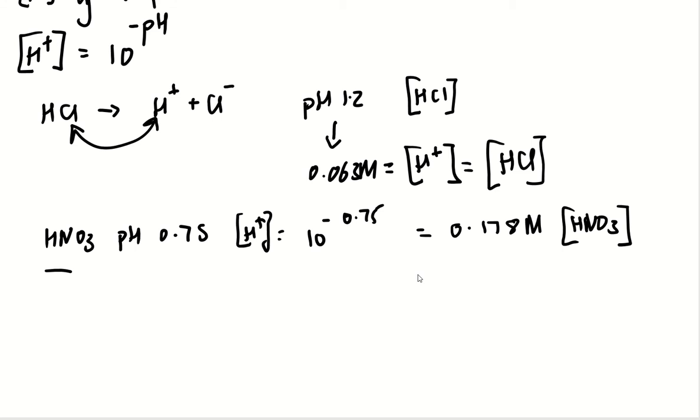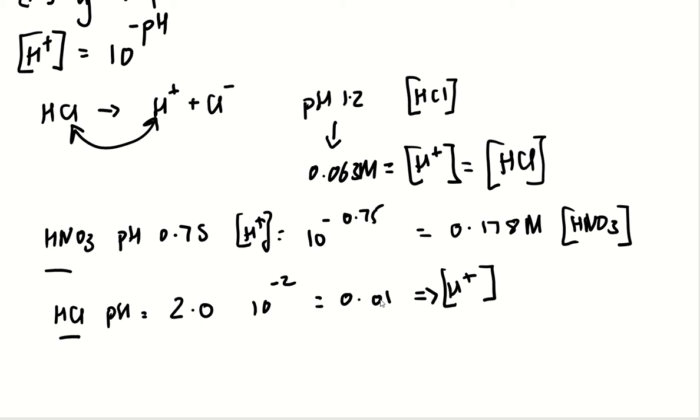Last one then. Let's say I have HCl with a pH of 2.0. So I again have to calculate the concentration of the acid, so we do 10 to the minus 2, which gives me 0.01. Because it's monoprotic, that's the concentration of the hydrogen ions, which is equal to the concentration of the hydrochloric acid. So there you go, that is indeed your answer in that case.